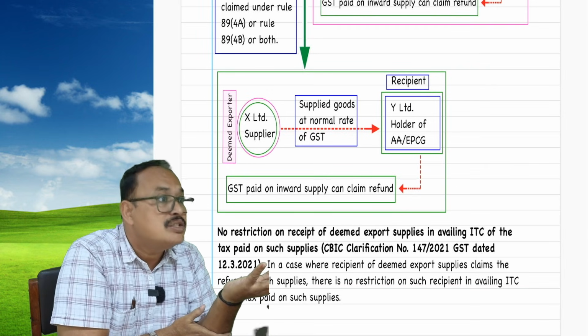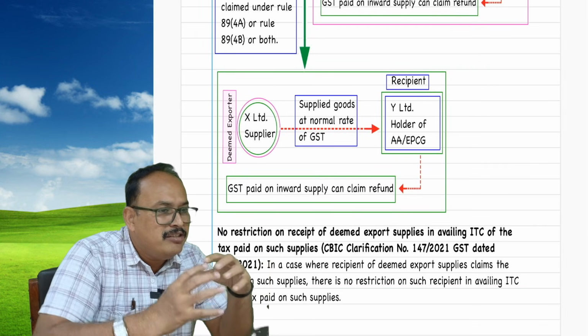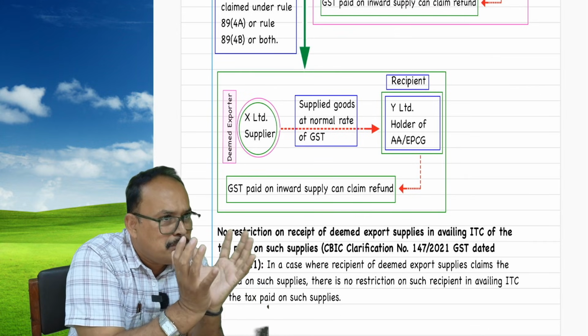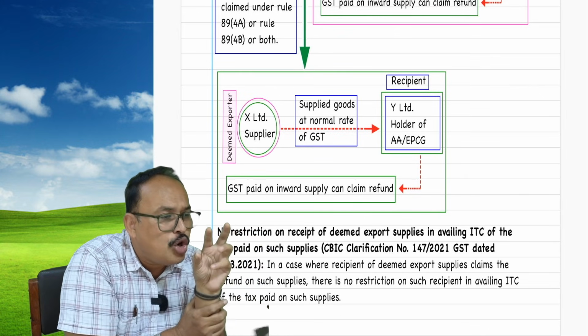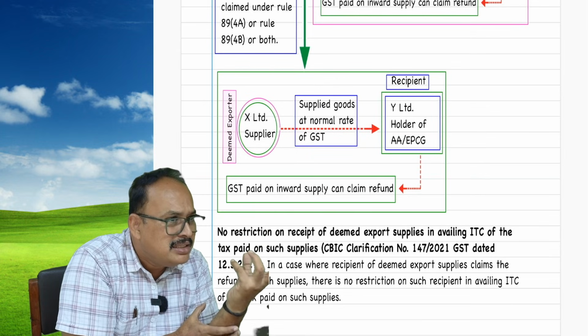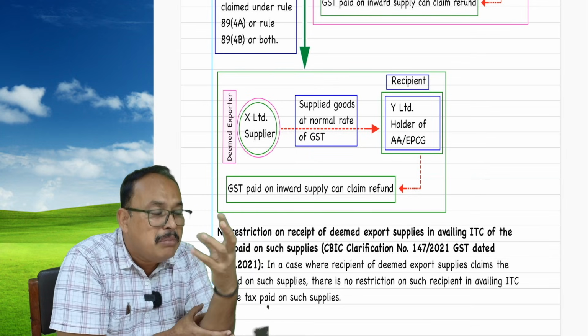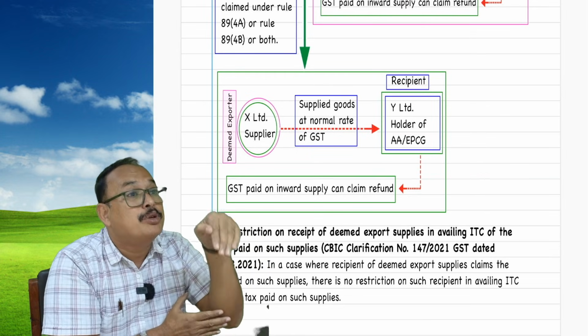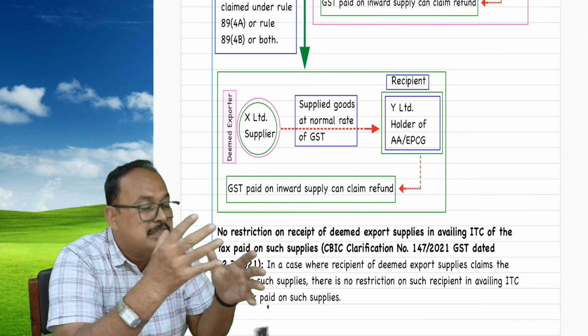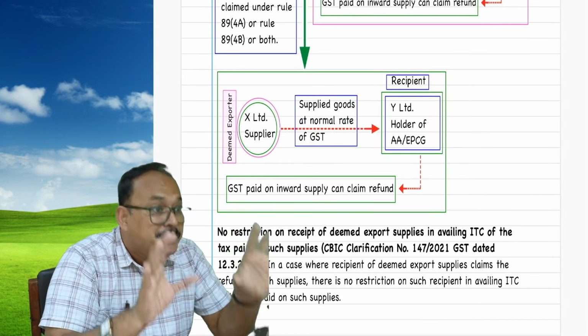Rule number 89 sub rule 5. Formula: inverted tax turnover multiplied by net credit divided by total turnover, minus tax on inverted turnover multiplied by net credit divided by total credit of input goods and input services. If A minus B is greater than 0, this will become the refund amount.